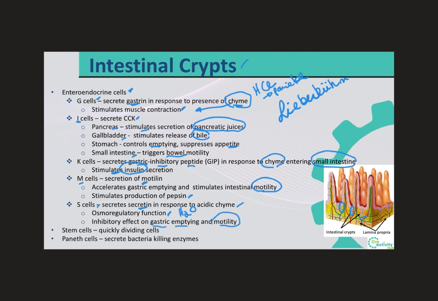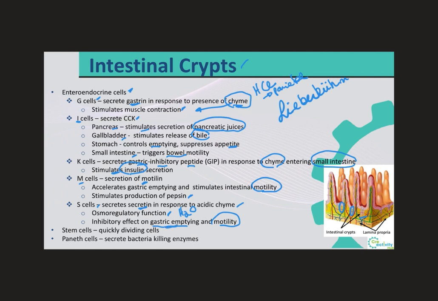Now, because water is able to pass through a closed pyloric sphincter, this is how secretin will be able to have this osmoregulatory function by allowing the water to pass through a closed pyloric sphincter, even though it will control the emptying of the gastric content.